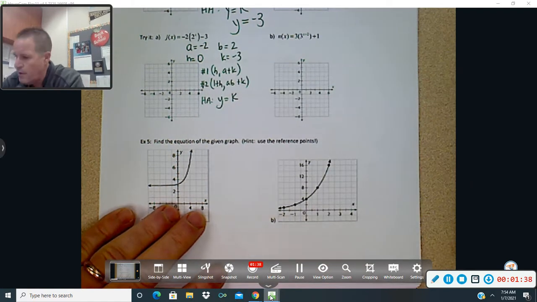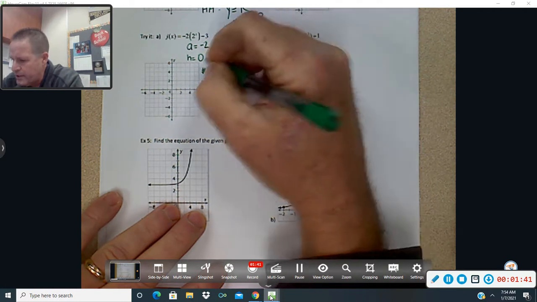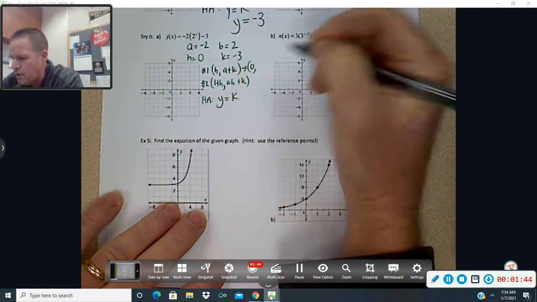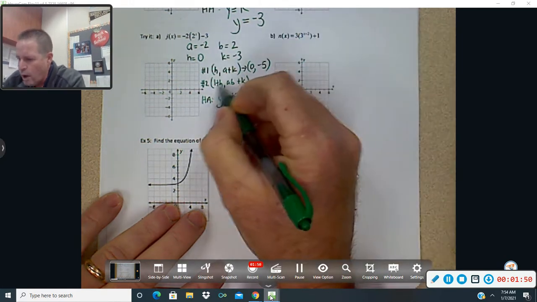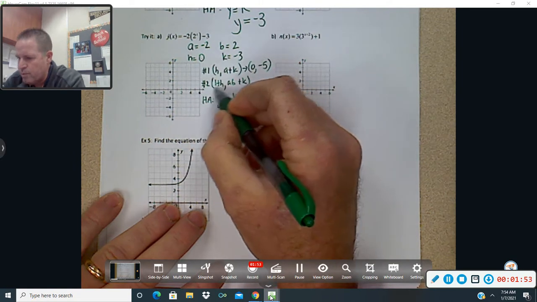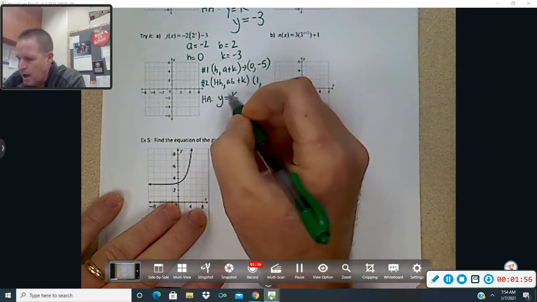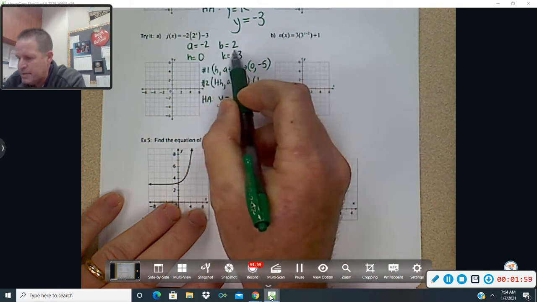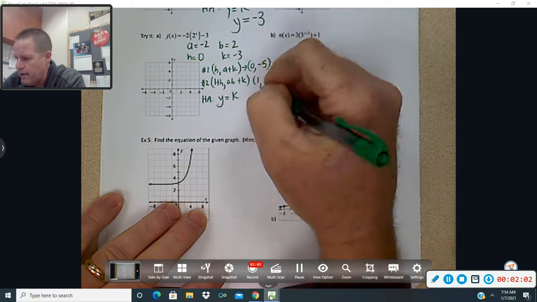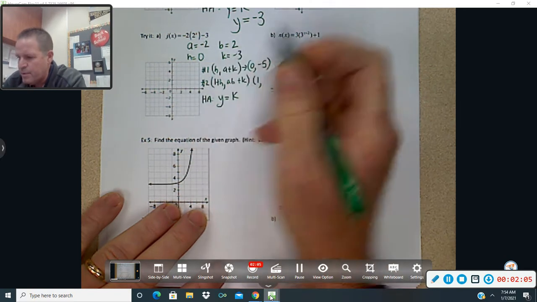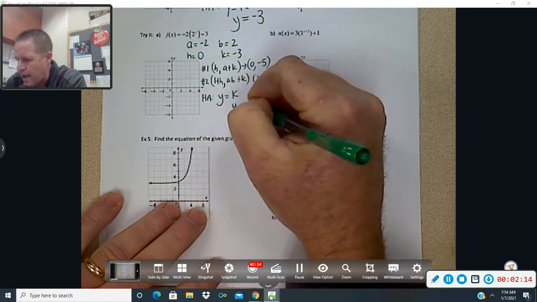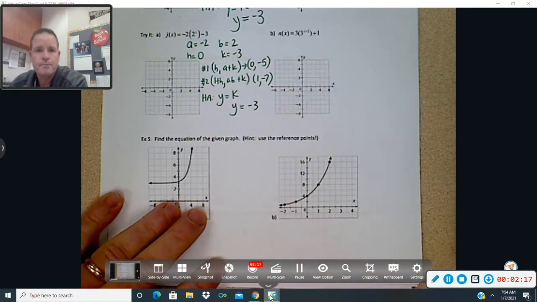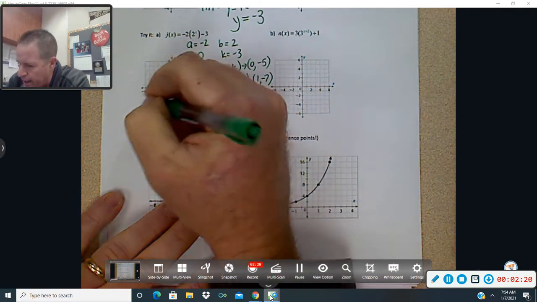All right, so here we go. H, comma, A plus K. H is 0, so this first point is going to be 0, comma, A plus K, which is -5. And then 1 plus H, so 0 plus 1 is 1, comma, A times B, which is -4, plus K, -3. So -4 plus -3 is -7. Those are your two reference points. Now, your horizontal asymptote is Y equals K, Y equals -3. So now you're going to go ahead and graph Y equals -3.